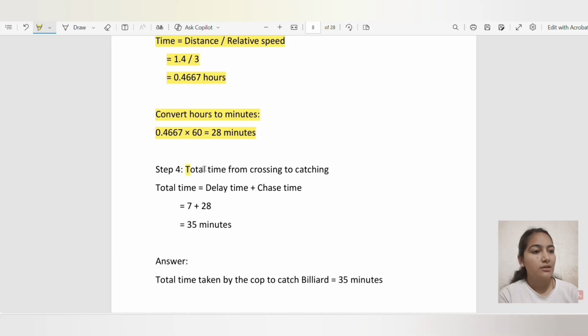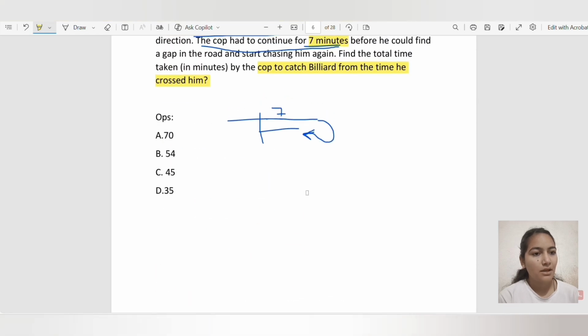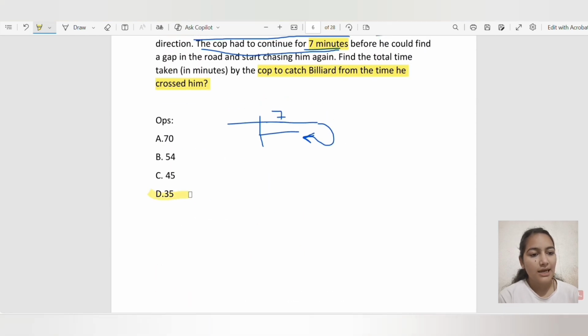And we have to find the total time taken by the cop car to catch the billiard from the time he crossed him. So we have to add 7 also. Why? Because he crossed him, then he continued for 7 minutes. So these 7 minutes will also be included in the answer. So 28 plus 7 will be equal to 35, I think. Okay, so our answer is 35 minutes. Option D is correct for this problem.